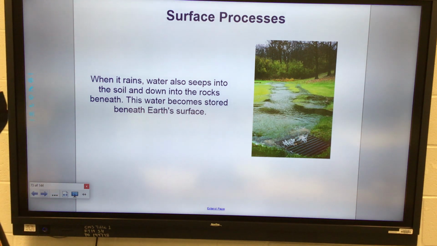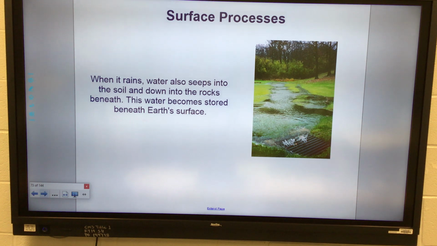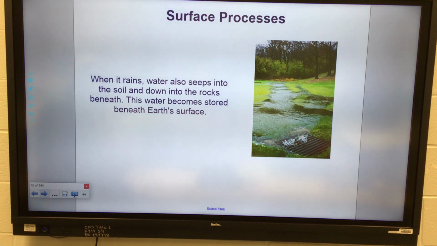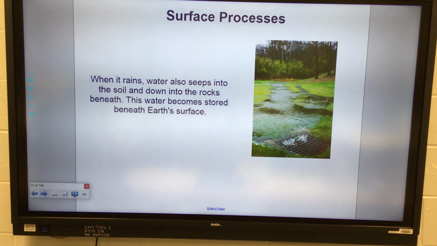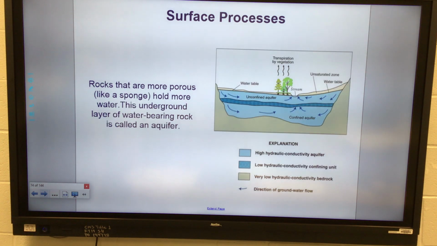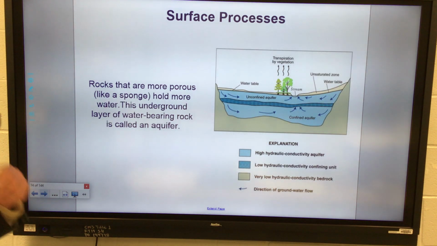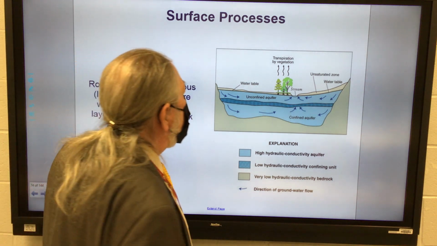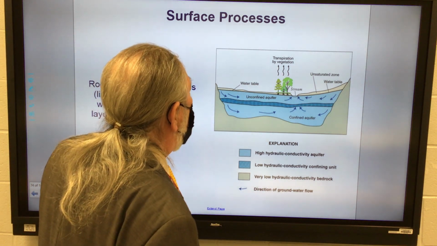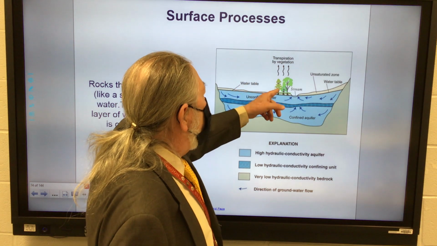Okay, so let's look at the surface processes. When it rains, water also seeps into the soil and down into the rocks beneath. See, there's rocks underneath the earth, right? That's what the earth is made of. So this water becomes stored beneath the earth's surfaces. Okay, here we go. Let's look right here. So here's a graph. These are transpiration by vegetation.